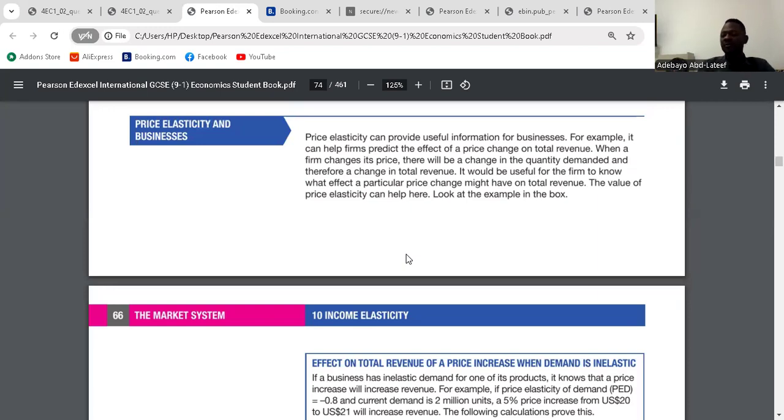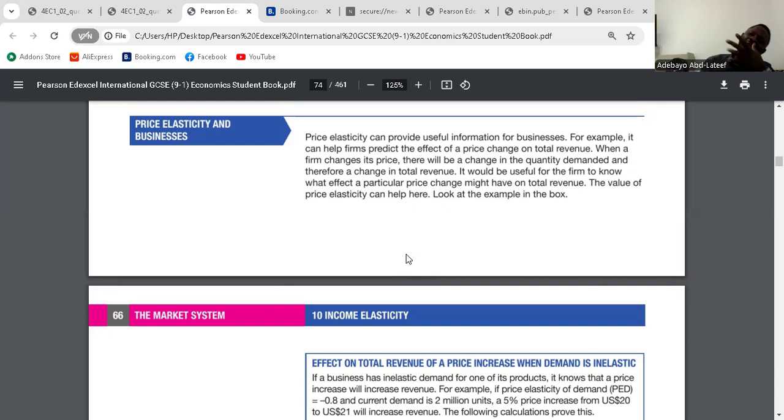So for firms, they are businesses. They want to know what happens with people. They want to know how the income level is changing within the society, because it is through the income level that the demand for their goods will increase or reduce. So they always want to be sure about what happens with income level in every economy. Do you get it? Okay.